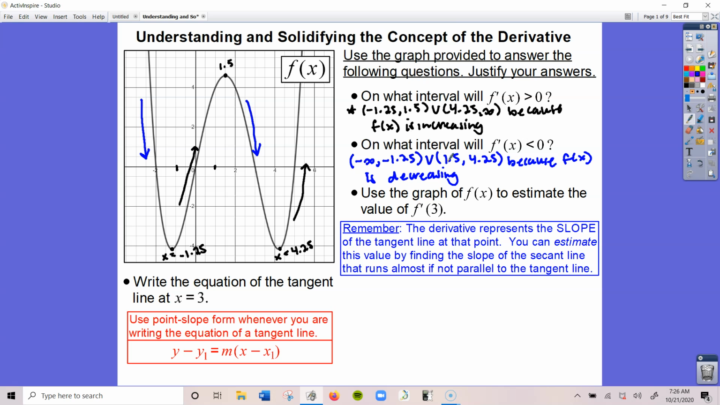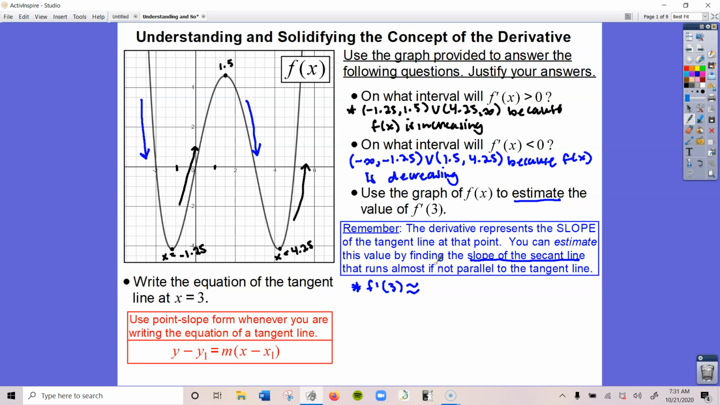Now, use the graph of f of x to estimate the value of f prime of 3. When we are estimating a derivative value, this means that we are going to find the slope of the secant line, simply because we don't have the actual derivative equation, or rather the function equation, for me to take the derivative. So estimating, we would use the slope of the secant line, since the secant line runs almost parallel, if not exactly parallel, to your tangent line. So we would state that f prime of 3 is approximately.